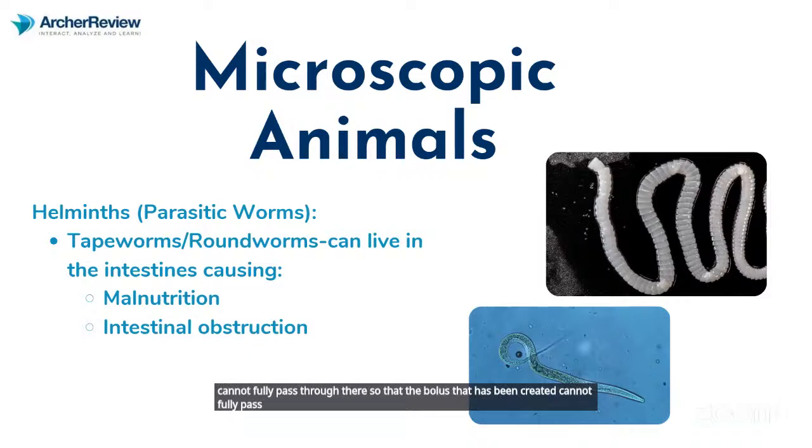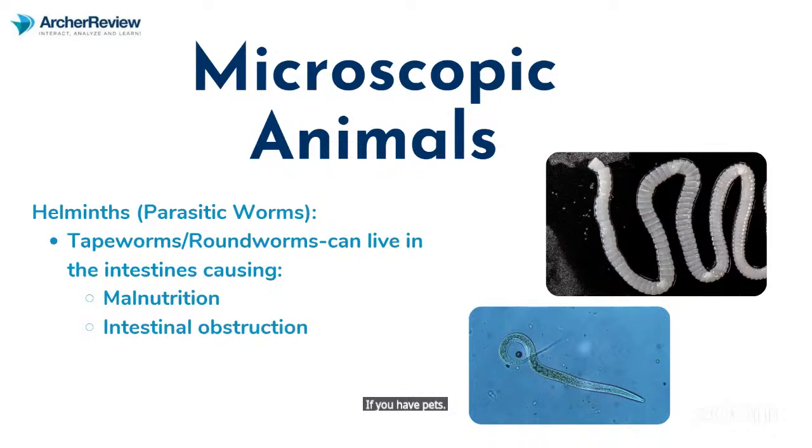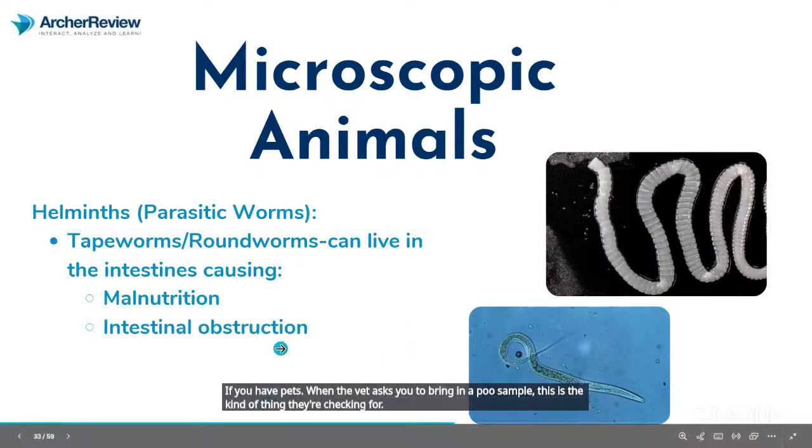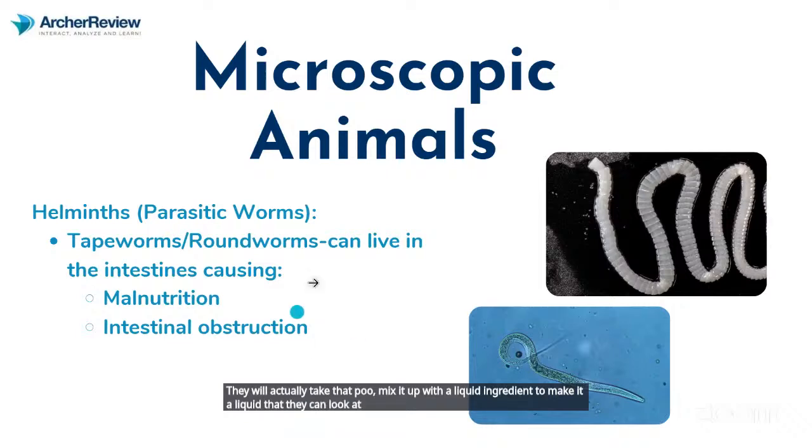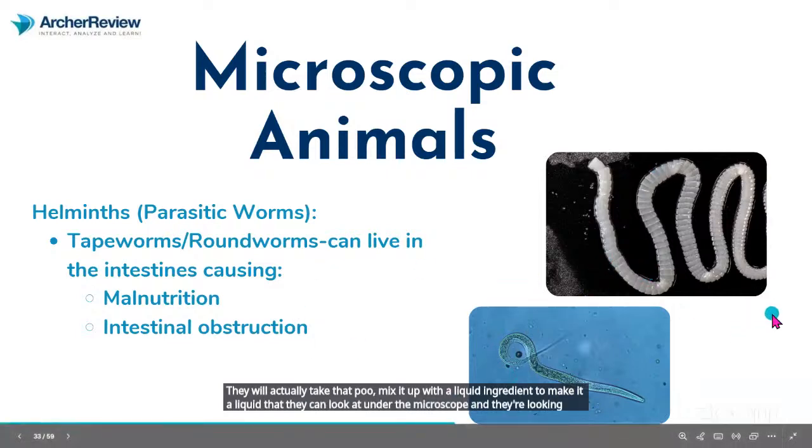If you have pets, when the vet asks you to bring in a poo sample, this is the kind of thing they're checking for. They will actually take that poo, mix it up with a liquid ingredient to make it a liquid that they can look at under the microscope, and they're looking for these guys.